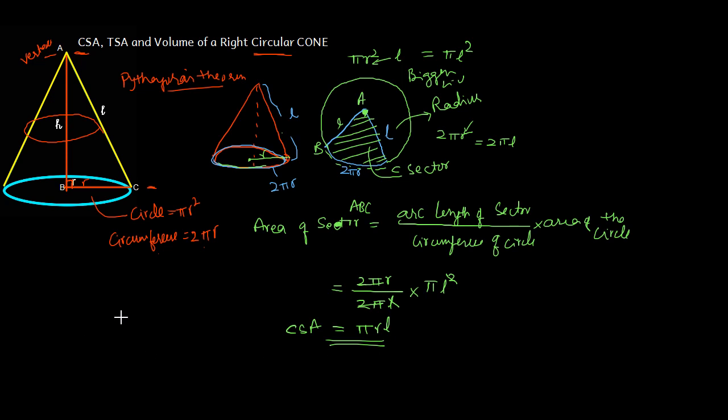So if I want to find out TSA, what happens? All I need to add is, I don't have bottom and top, I only have bottom, so I need to add the area of that circle. So I already have my CSA plus pi r square, the area of the bottom circle. CSA is pi r L plus pi r square. I'll leave it at that. That's more than enough. So that's my TSA. Once you find out CSA, then you can just add the bottom area, and you'll get the total surface area of the cone.